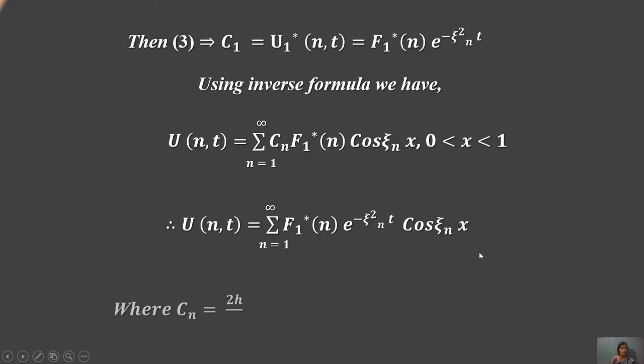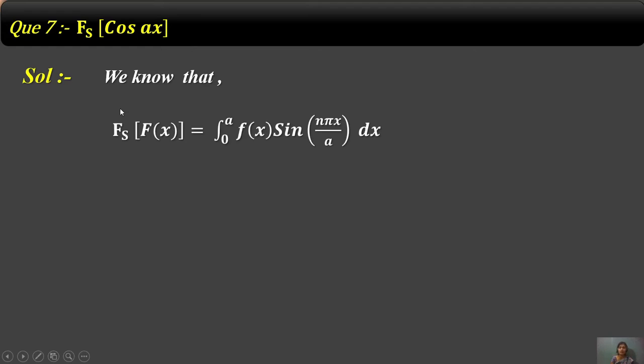Okay, then the next question will be generated, that is question 7. Solve using the Fourier sine transform of cos ax. All of this was discussed in the previous lecture, where the solution is the same as in the unit first, also depending on the Fourier transform. Okay, this is the most important question from the exam point of view. Then what is the solution of this equation?